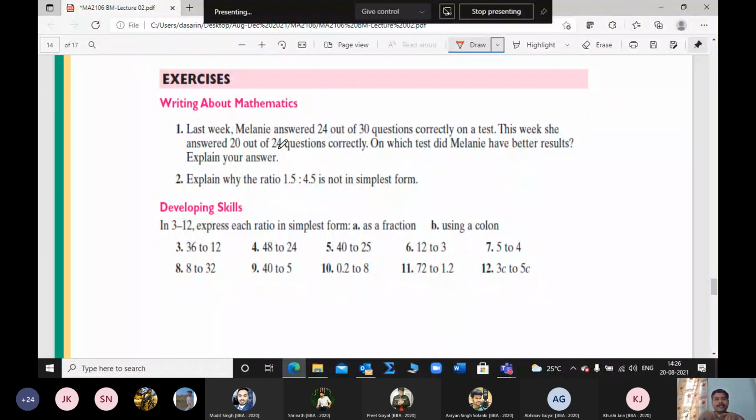The other approach is that for 24 divided by 30, use the tables. Similarly, for 20 divided by 24, use the tables. You will get two different fractions. You compare those two fractions, right? So that is how we can solve these kinds of questions.